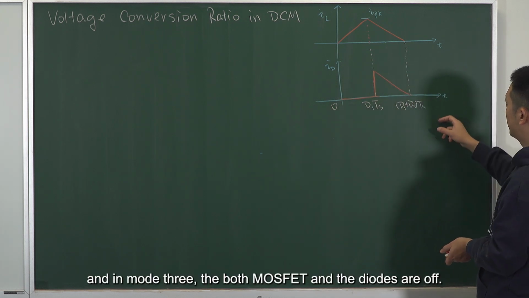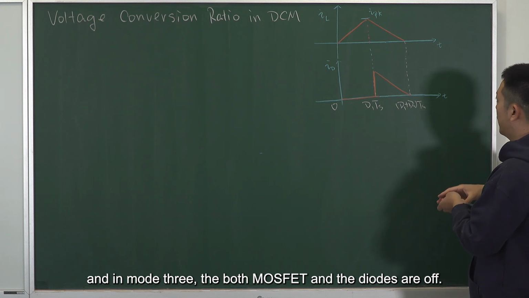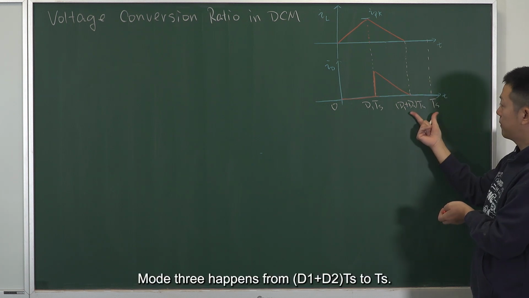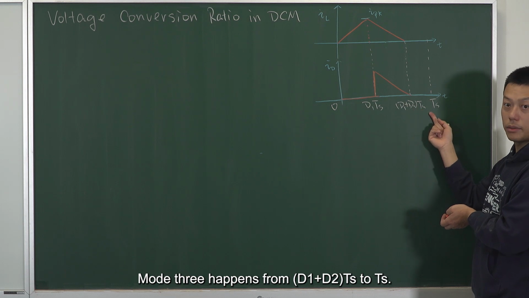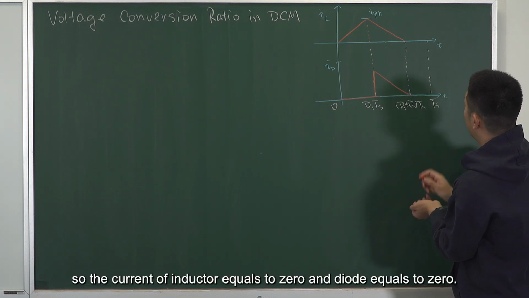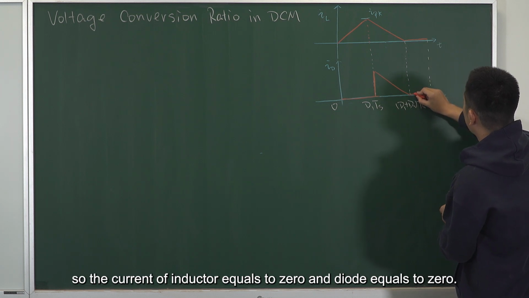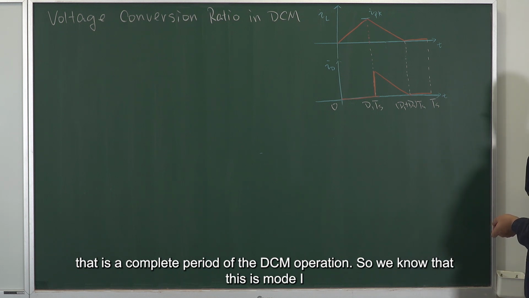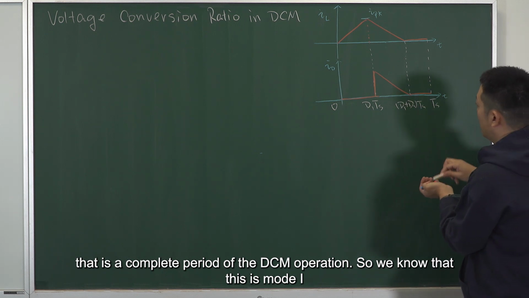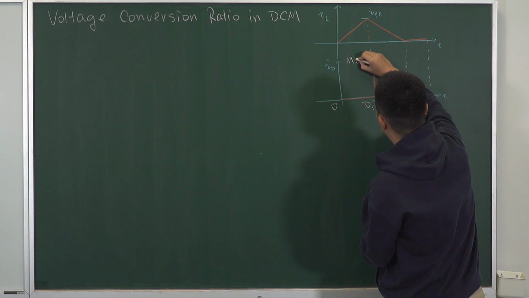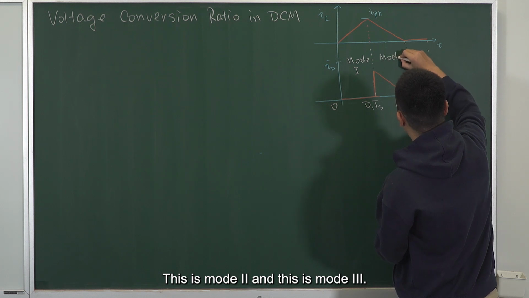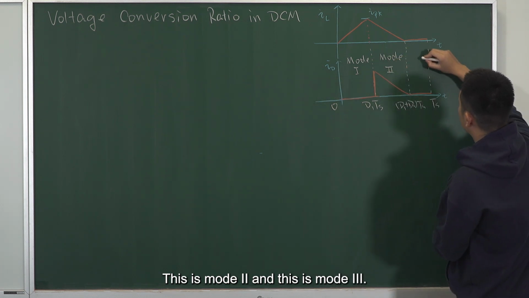And in mode 3, both the MOSFET and the diode are off. Mode 3 happens from D1 plus D2 TS to TS. So the inductor current equals 0 and the diode current equals 0. That is a complete period of the DCM operation. So this is mode 1, this is mode 2, and this is mode 3.